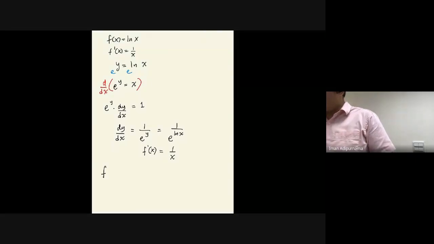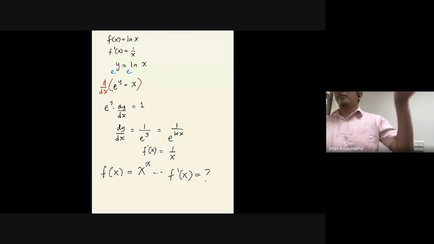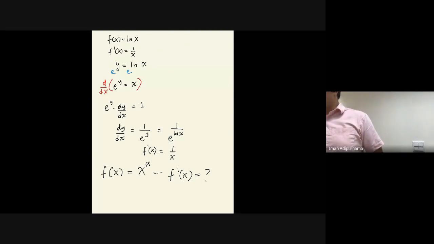And how about if you have f(x) is x to the x? Can you derive it? This is just for you, you can try at your home. I will move back to our quiz. Do you want to know the answer? Let me just move back to our quiz. I will go back to implicit differentiation if you have time, and maybe next Thursday. So our quiz.